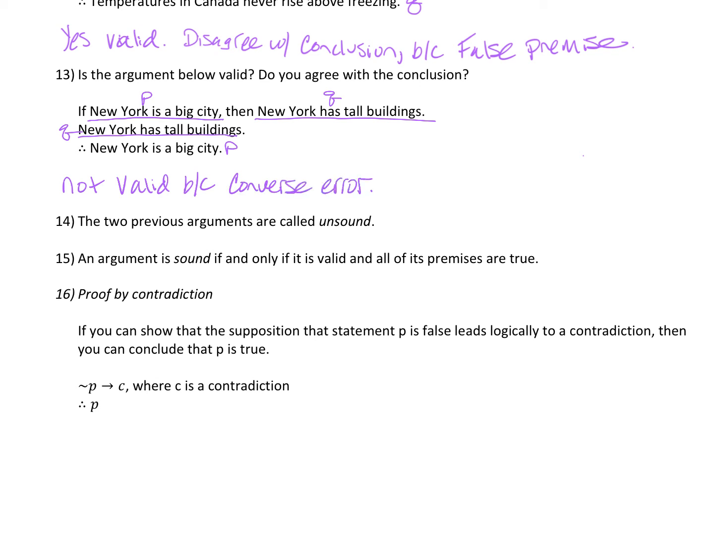Okay. However, the conclusion is correct. New York is a big city. So that is also an unsound argument, right? We came to a correct conclusion, but it is not a valid argument. So those two arguments are called unsound. An argument is sound if and only if it is valid and all of its premises are true.